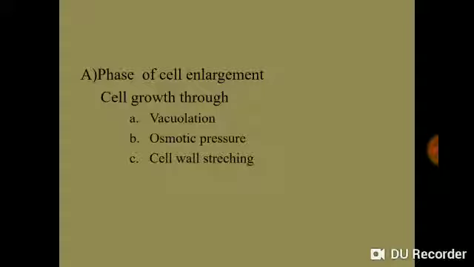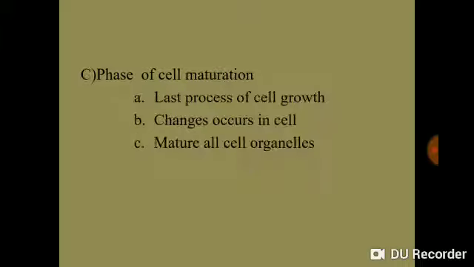Due to this pressure, the cell wall gets stretched and then new cell wall material is added to the existing material to adjust to this enlarged difference. The cell enlargement due to vacuolation is governed by osmosis.